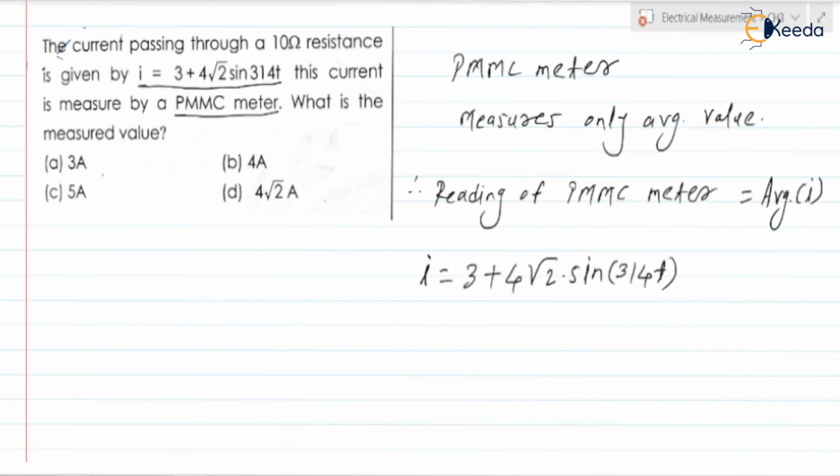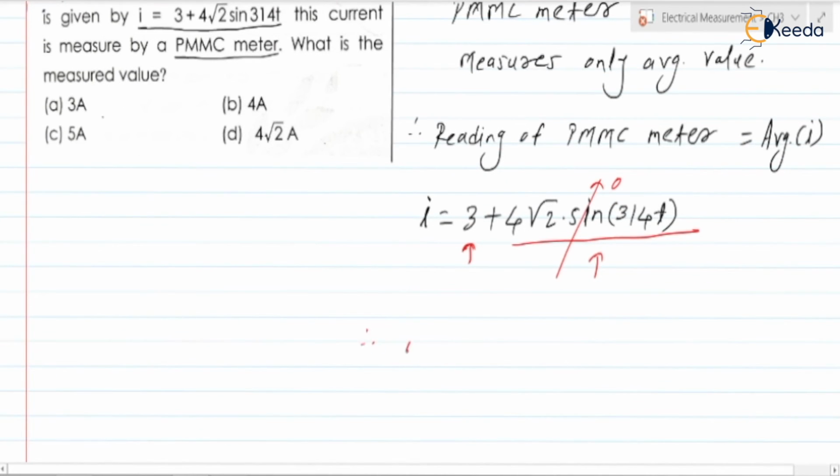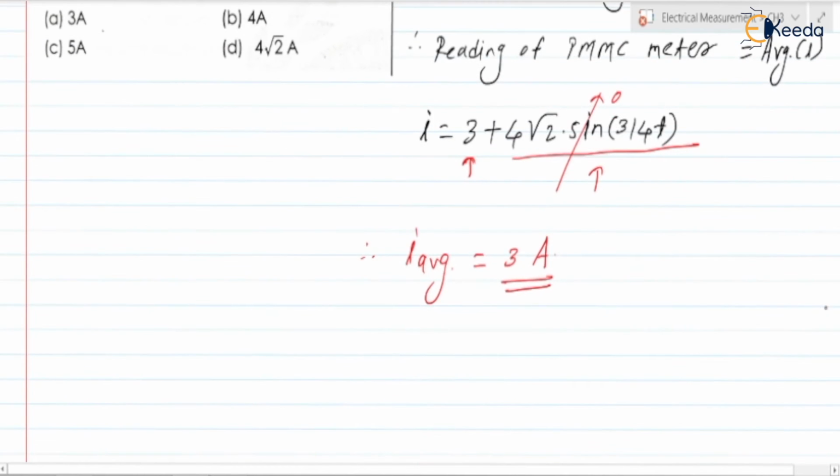Now if you check, the current has two components. One is the constant, the 3 ampere, and the second one is 4 root 2 into sine of 314t, a sinusoidal term. What is the average value of any sinusoidal waveform? It is 0, because whatever positive shape we have, the same we have as the negative shape. So the average value of this term is 0, whereas the average value of the 3 is 3 only. Therefore I average is equal to 3 ampere. So what is the reading of the PMMC meter? Yes, it is 3 ampere.